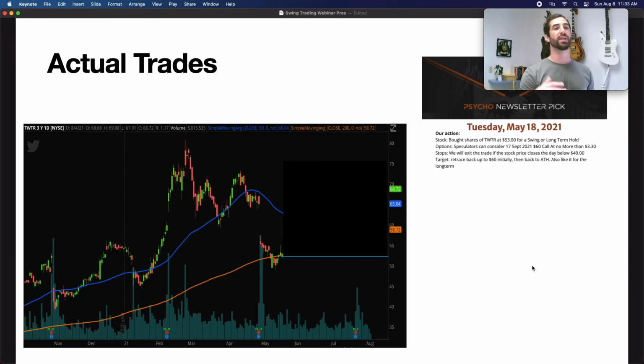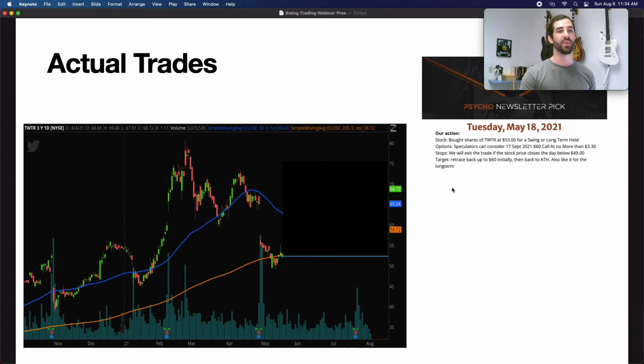So we're looking at Twitter right now. As you can see, boom, big drop into the 200 MA, big volume. We sent out an alert Tuesday, May 18th. Guys, we're buying shares of Twitter at 53 for a swing or long-term hold. And again, going back to keeping your strategy congruent, we bought this for two of our portfolios, okay? For the swing and for the long-term portfolio as well. But for this case specifically, we're going to look at the swing trade, okay?